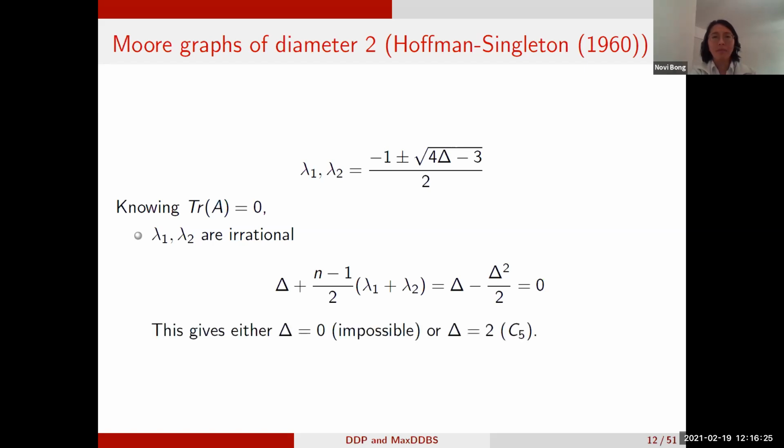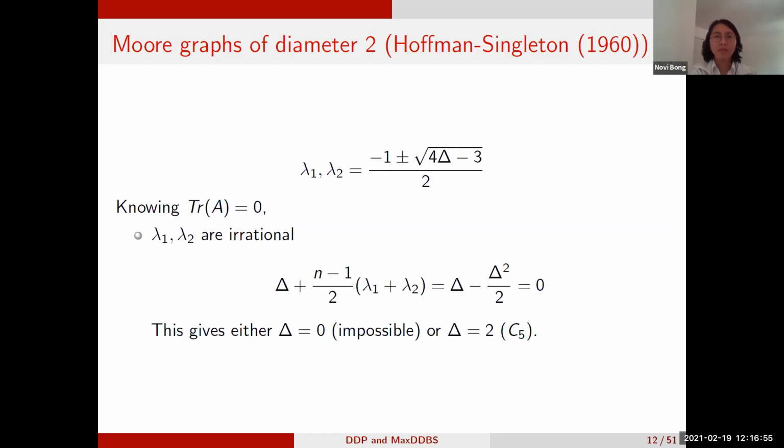So what is the possible value for delta? The delta is either 0, which is impossible because we are talking about diameter 2. If you don't have any edges, then it won't be diameter 2. And then when delta is 2, you get a cycle of length 5. Okay, so this is diameter 2 as well.